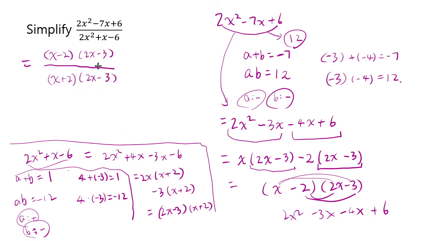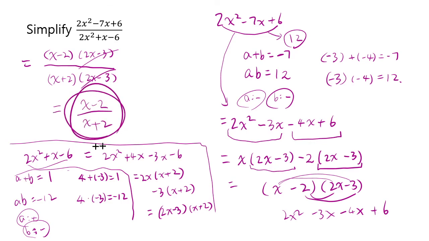As you can see, these two are the same. Although these look very similar to each other, you cannot cancel them. Even if you have 2 and 2 here, be sure not to cancel them, because you have minus and plus that forbids these two from being canceled. So you have 2x minus 3 and 2x minus 3 canceled, and you get x minus 2 over x plus 2. So that's the answer.